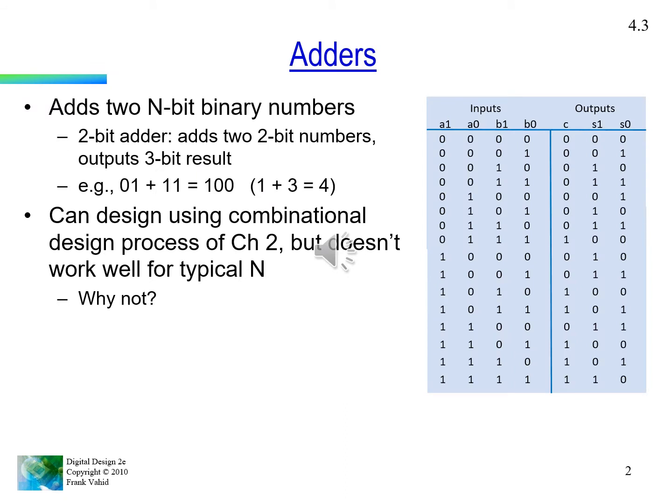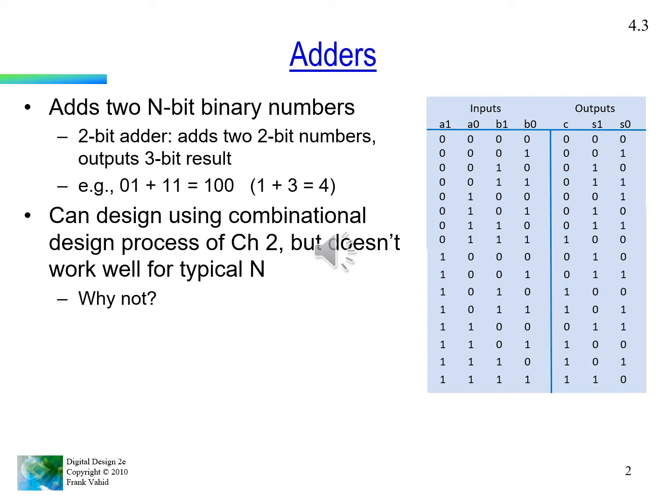Now the second data path component is an adder. It adds two n-bit binary numbers. For example, if we want to make a 2-bit adder, it adds two numbers of 2 bits each, and the output is a 3-bit number: 2 bits are the sum, and 1 is the carry out.